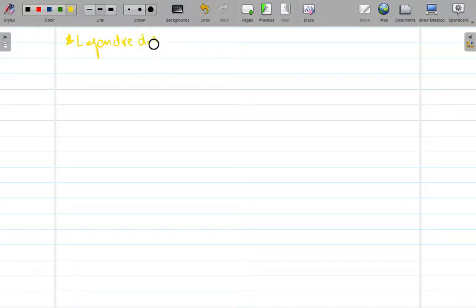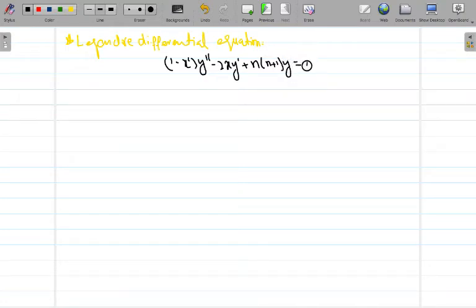Legendre differential equation. An equation of the form (1 minus x square) y double dash minus 2x y dash plus n(n plus 1) y is equal to 0. This is equation number 1.